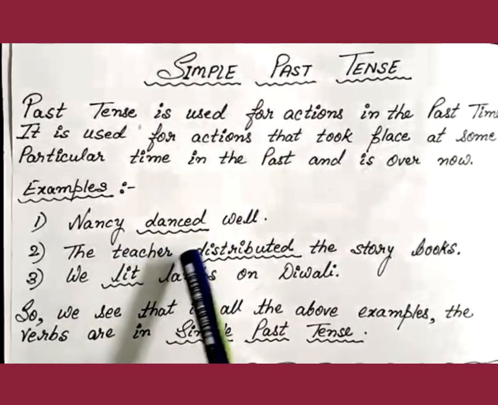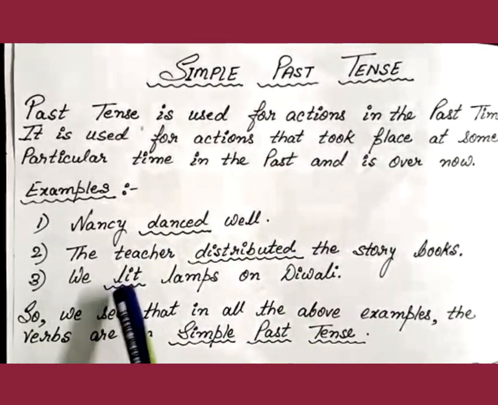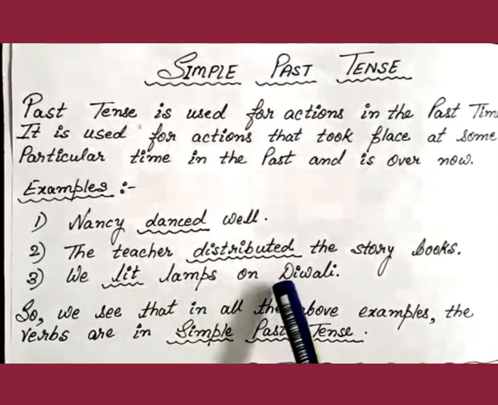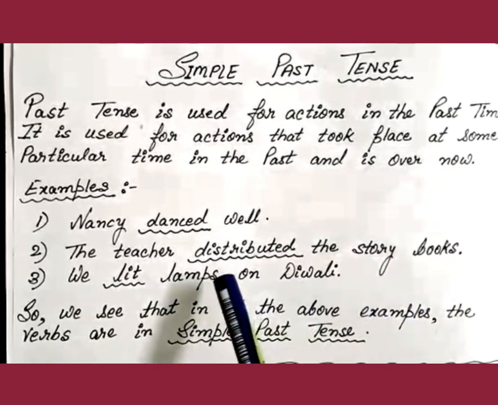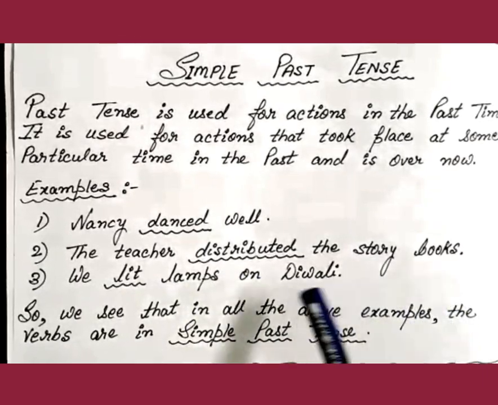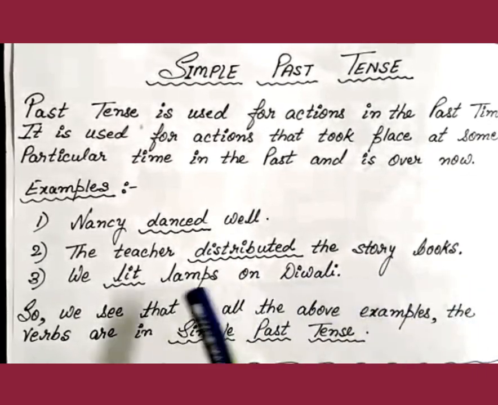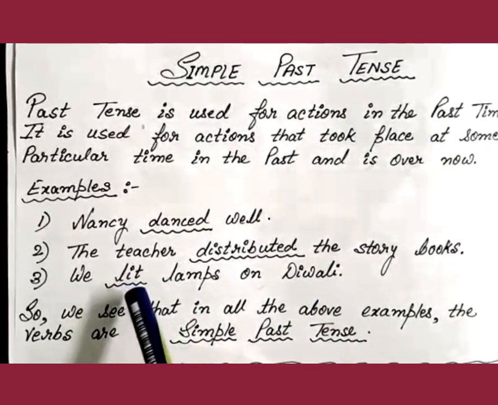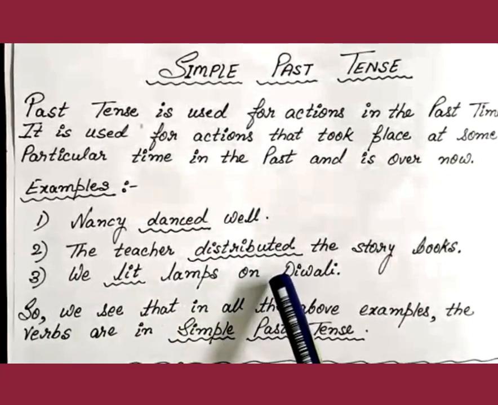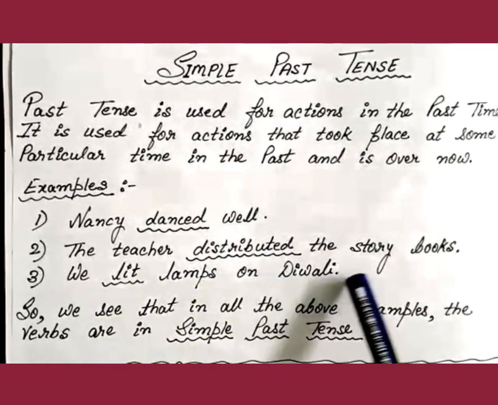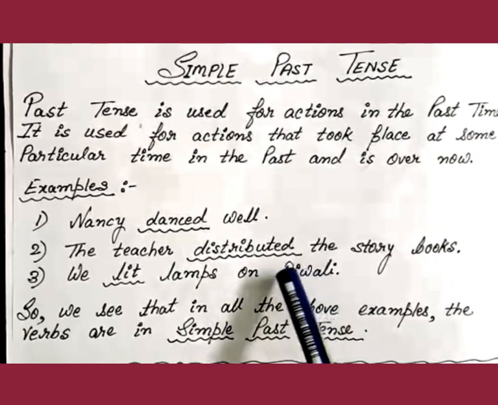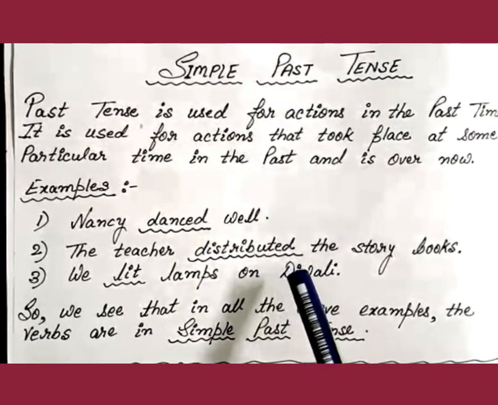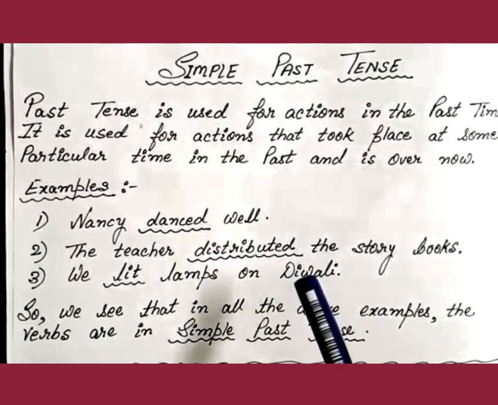So Nancy danced well. The second example, the teacher distributed the storybooks. So the teacher has performed a particular job right now. The action that has taken place now is the distribution of the storybooks. And what work has the teacher done just now? He has finished doing a particular action, that is, he has finished distributing the storybooks. Distributed, ed. So whenever you come across words ending with ed, that tells you that it is in the past tense form.